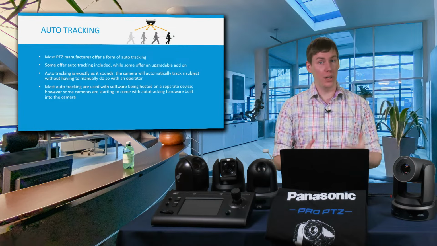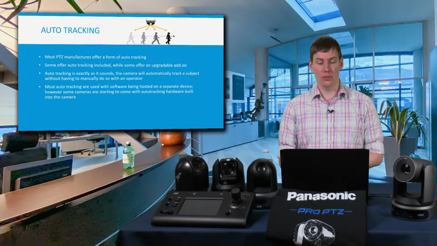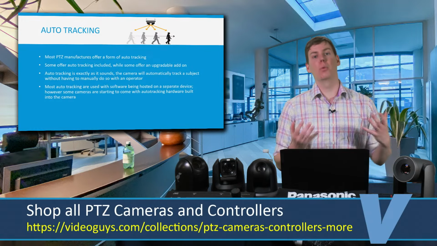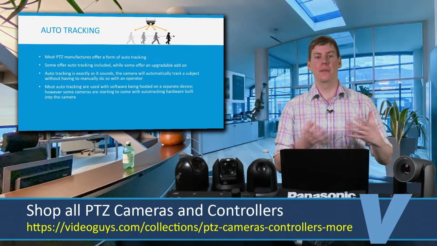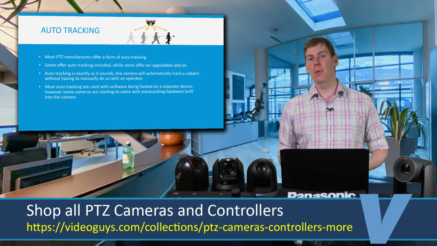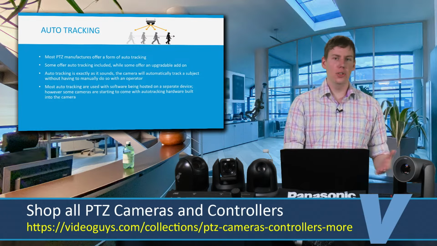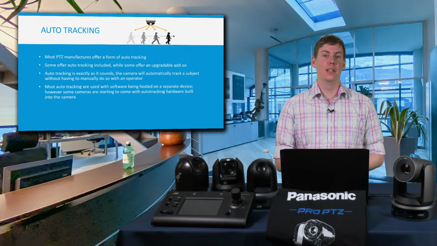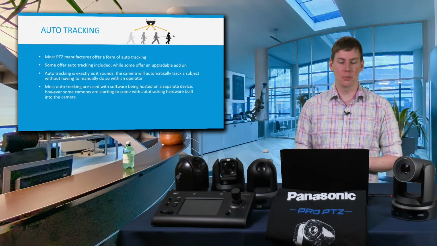Some offer it with the camera for no additional charge, and some offer it as an upgrade. And you may be thinking, well, why wouldn't they just all include it? Not everybody wants to use auto tracking. So you might be able to save a couple bucks by getting a camera that doesn't already have it. You don't have to worry about spending that extra money.